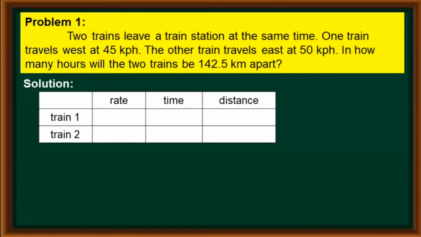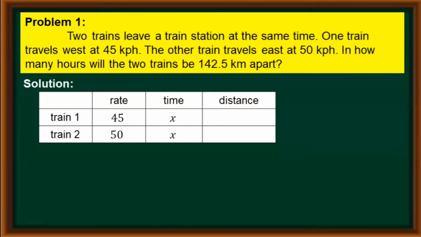For train number 1, it is stated in the problem that it travels 45 kilometers per hour. And for train number 2, it travels 50 kilometers per hour. For the third column, which is for the time, we know that time is missing in our problem because that is what we are asked to solve. We just denote the time traveled by train number 1 and train number 2 as x.